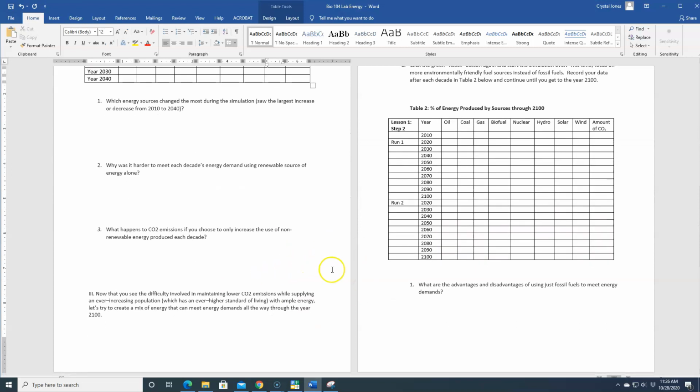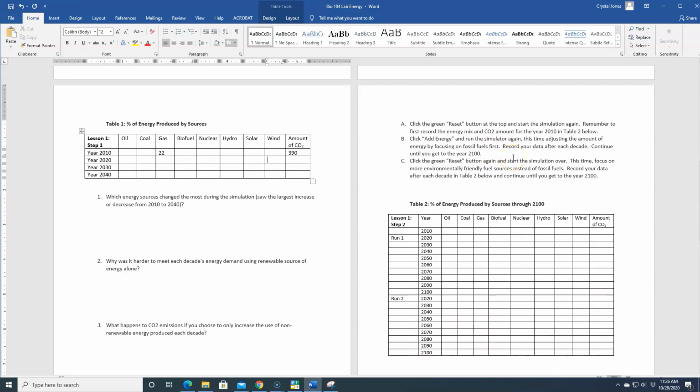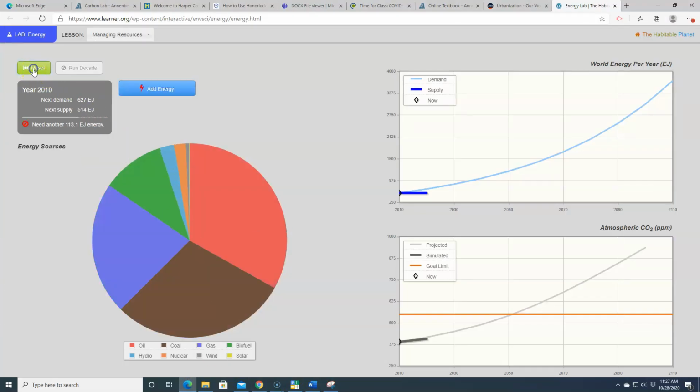And then what we're going to do is focus on this idea of what happens when we are meeting our needs using mostly non-renewable sources of energy, and then what happens when we're meeting our needs with mostly renewable sources of energy. So we're going to look at those two groups separately. So you'll need to come back to the simulation and hit reset.